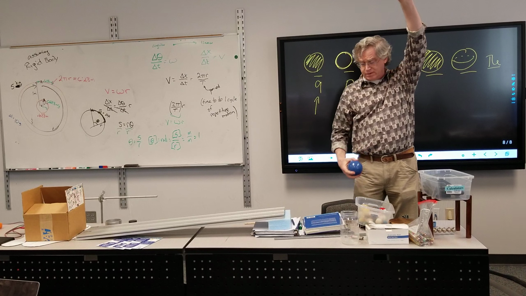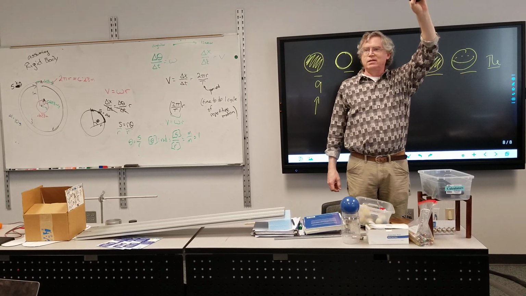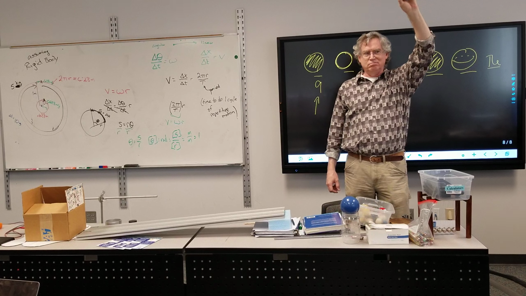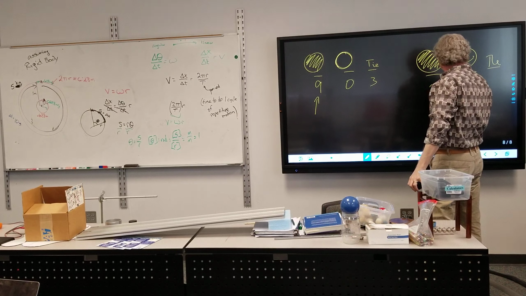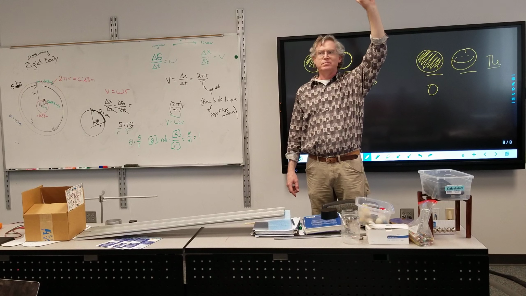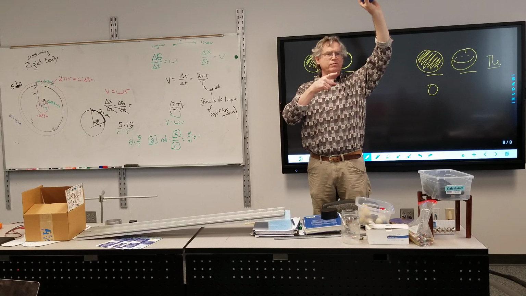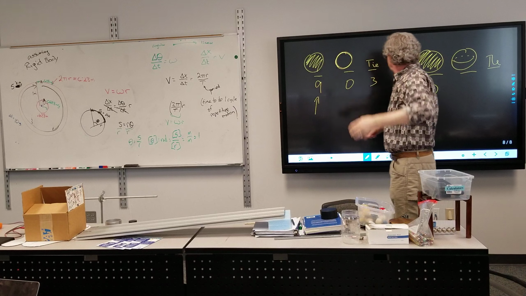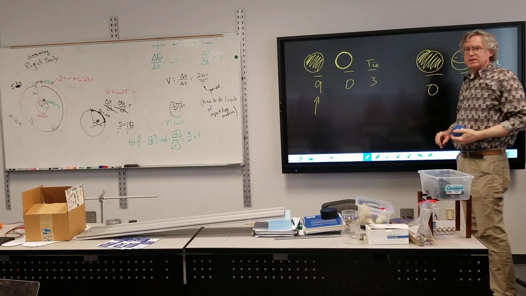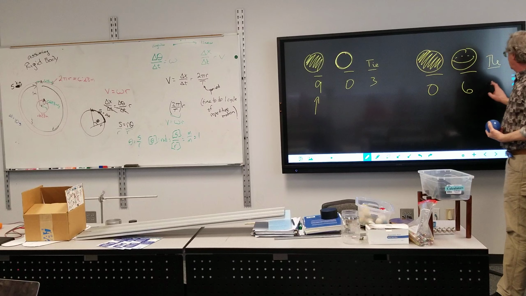So who says black disk? Who says the sphere? 1, 2, 3, 4. I think there was 5, 6. And who says a tie? 1, 2, 3, 4, 5, 6.